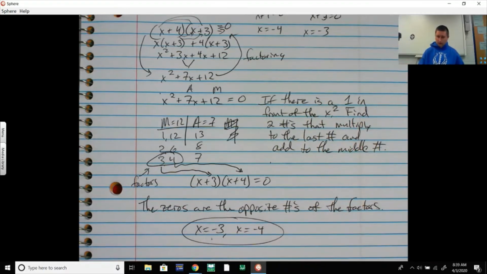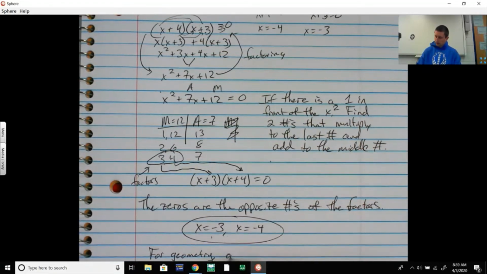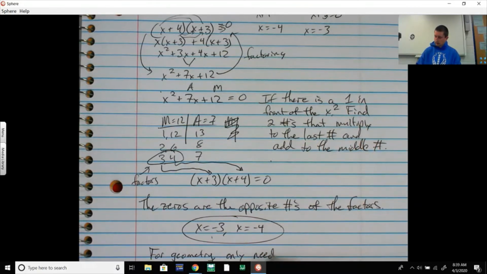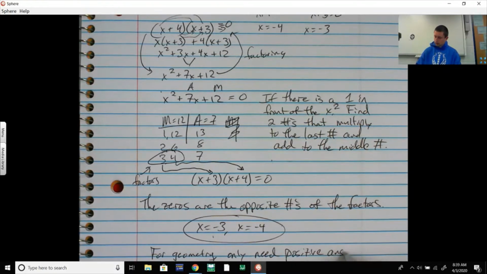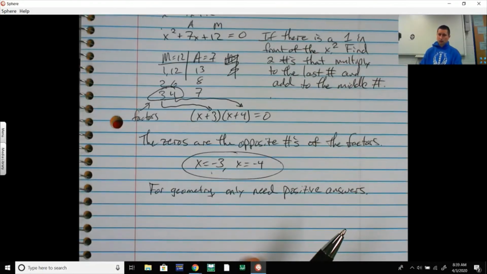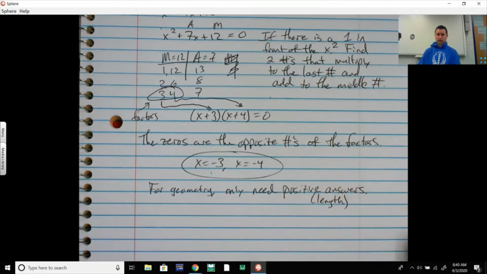Now in our situation, for geometry, we only need positive answers. So notice we got 2 answers here. This is not indicative of what our situation will be. We only want positive answers because we're dealing with a length. We're not going to have negative lengths. Okay?